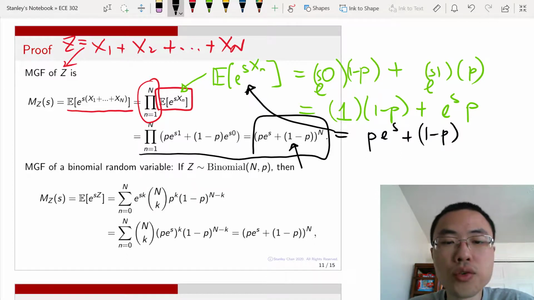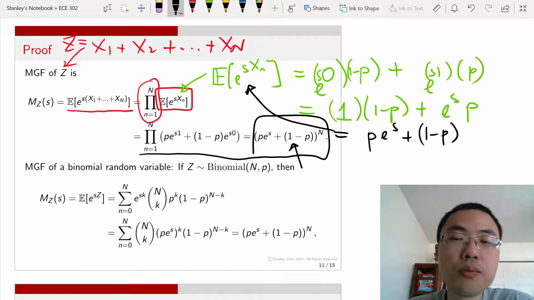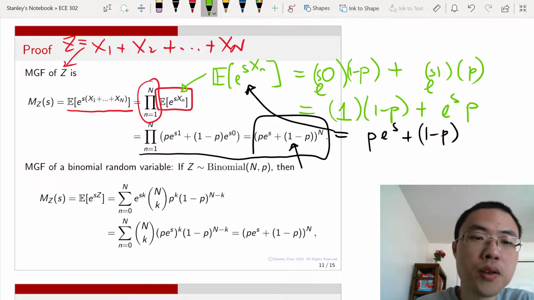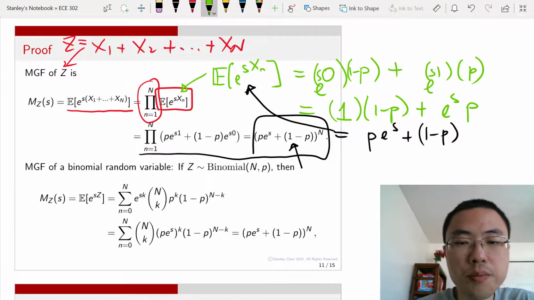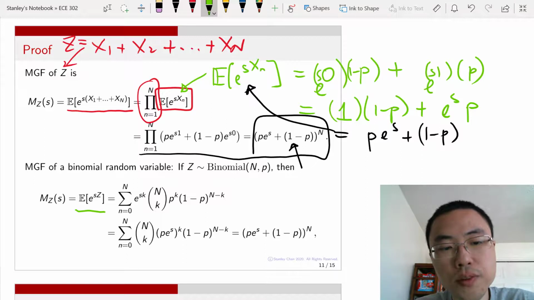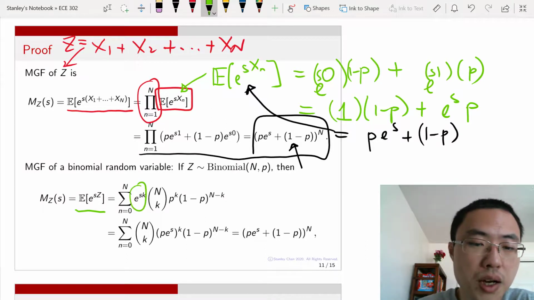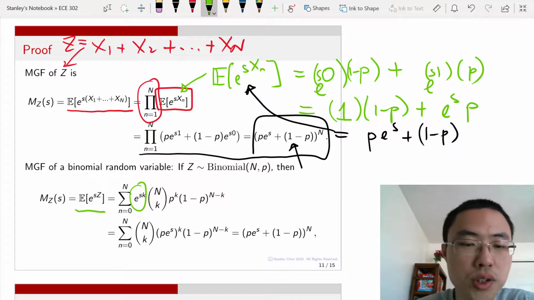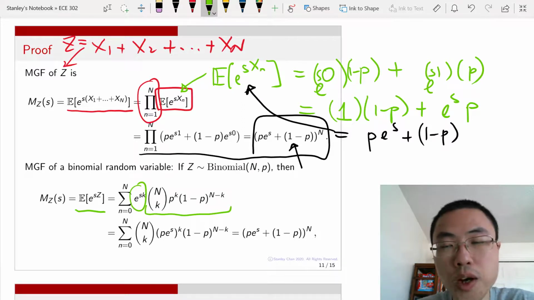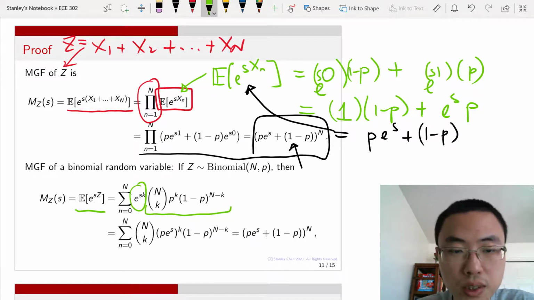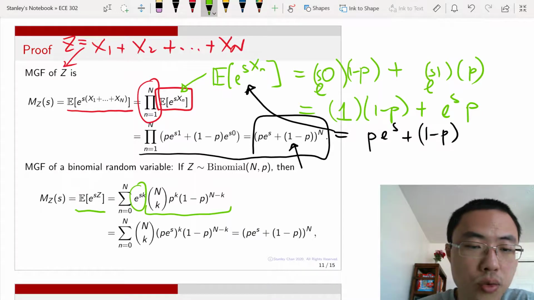Now, let us also try to find out the moment generating function of a binomial random variable. The moment generating function of a binomial random variable is defined as the expectation of e to the power sZ. So I plug this e to the power sk into this equation, and with this probability mass function here. Then I can group the terms.